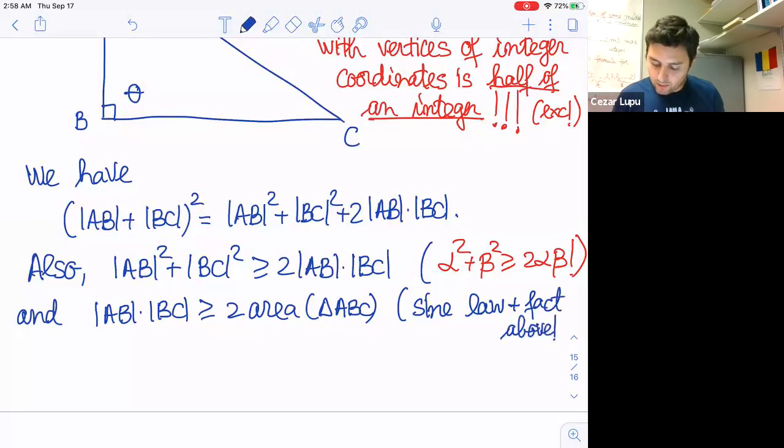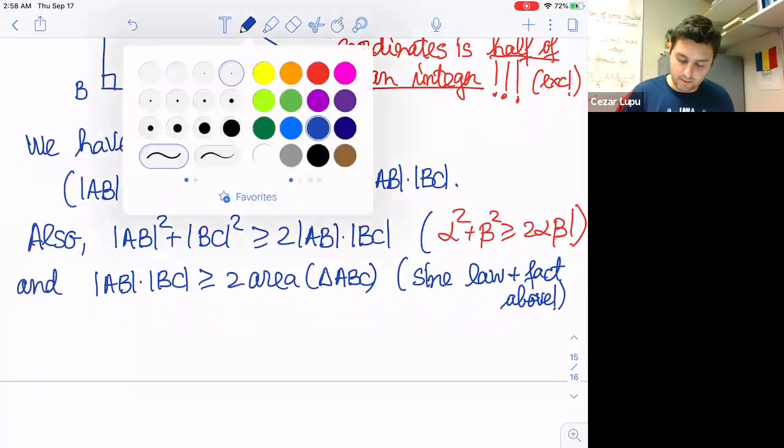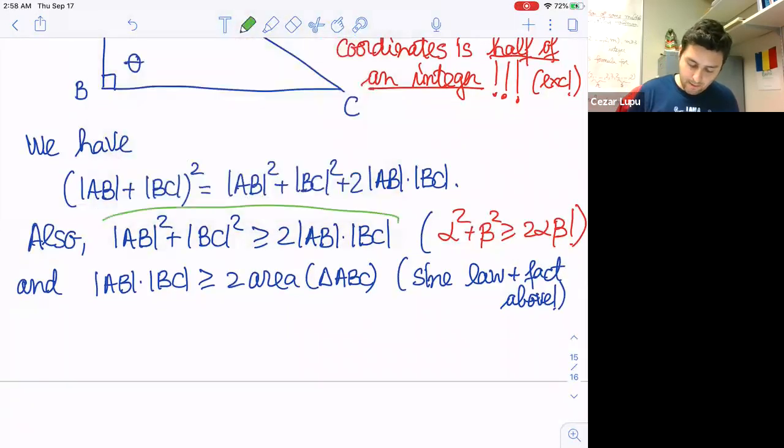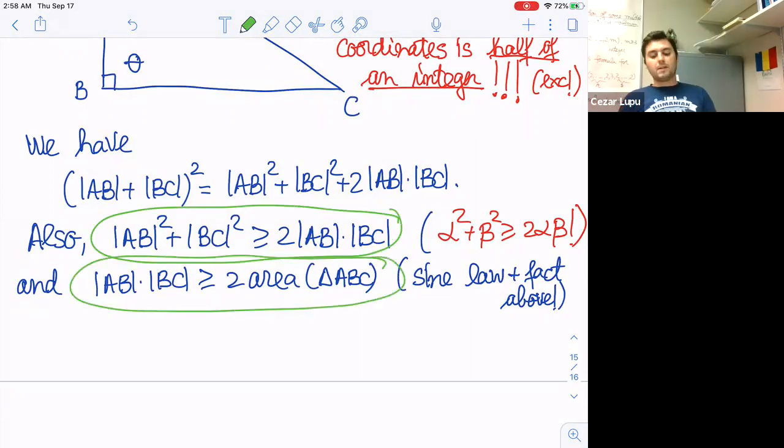So these are the two inequalities that we need to take into account. This one follows by AM-GM, and this one follows by the sine law and the fact. Okay, so let's keep this in mind. Also, when we look at this, keep in mind that since these 3 vertices are on a lattice, all these distances that you see there, AB squared, BC squared, and so on, are integers, positive integers, okay.